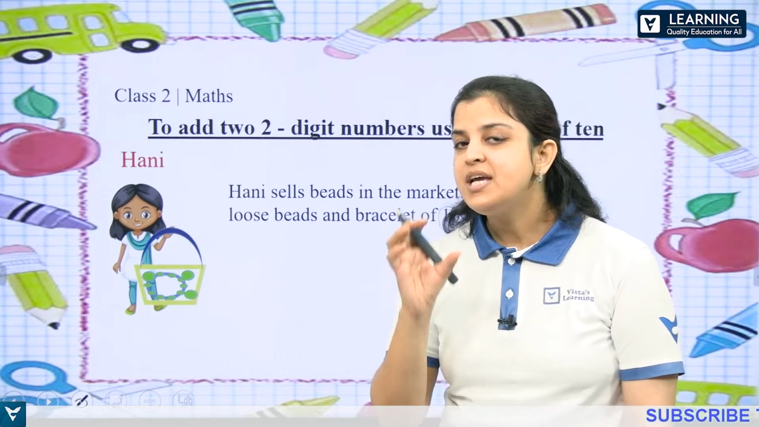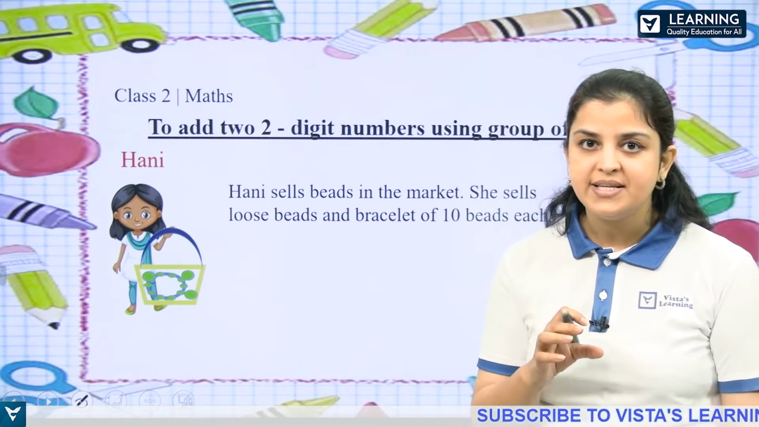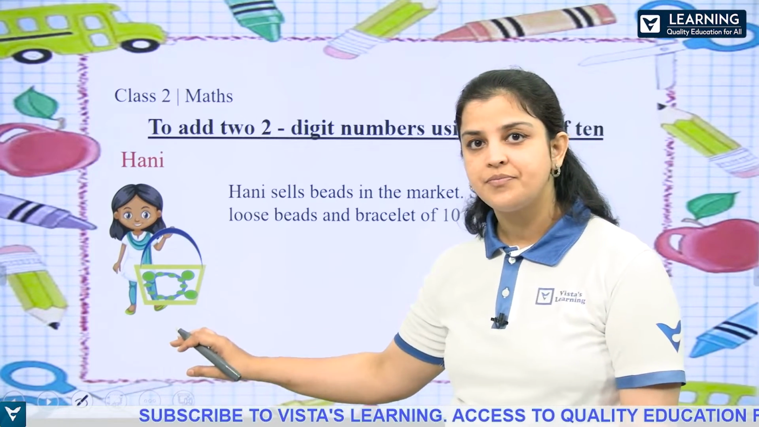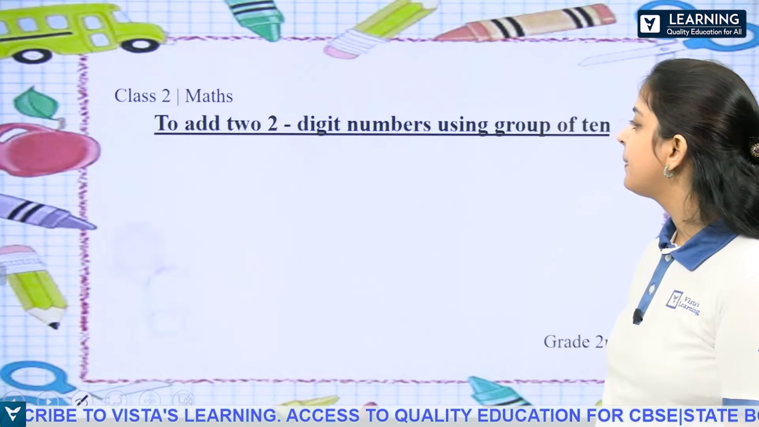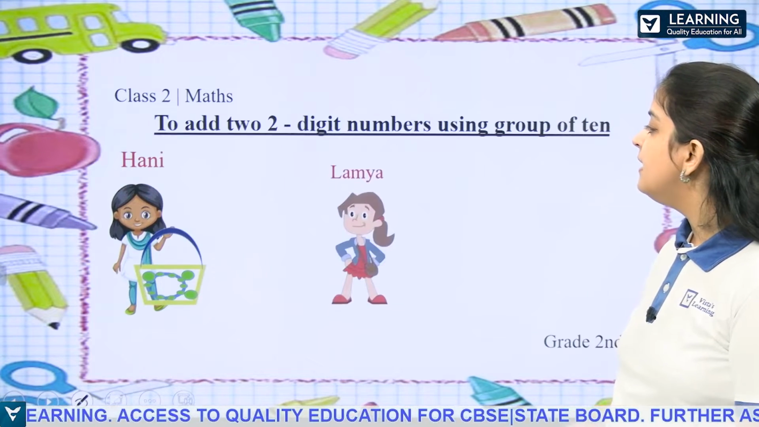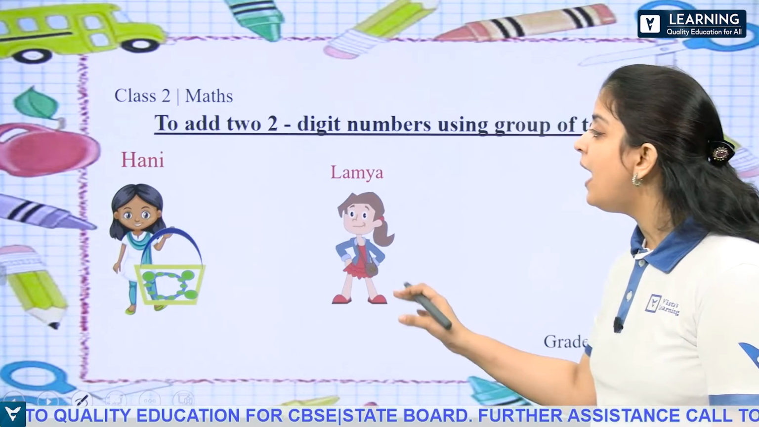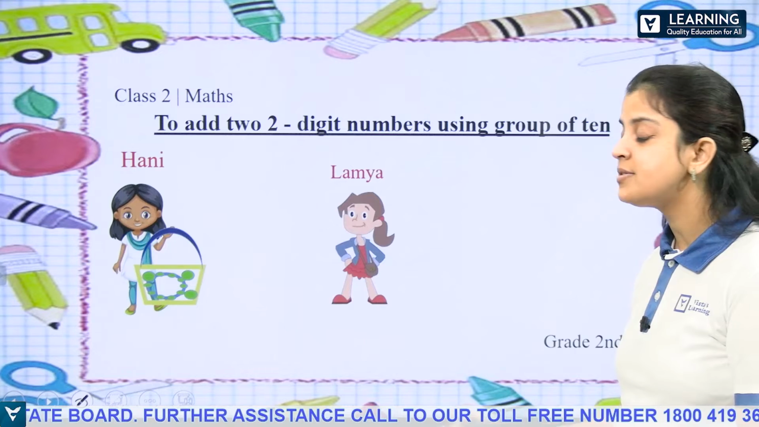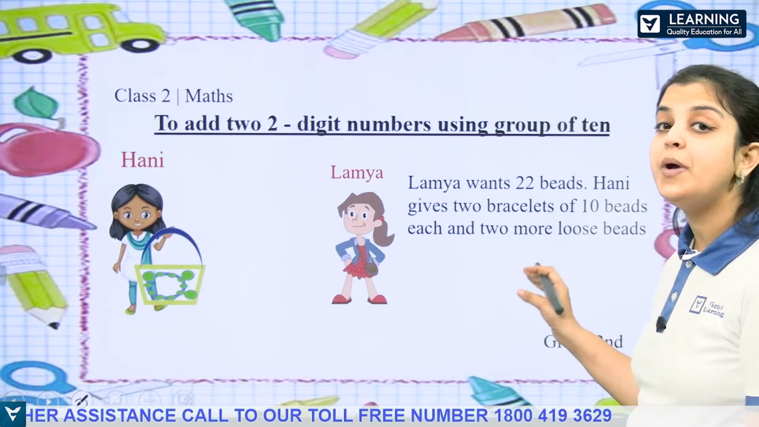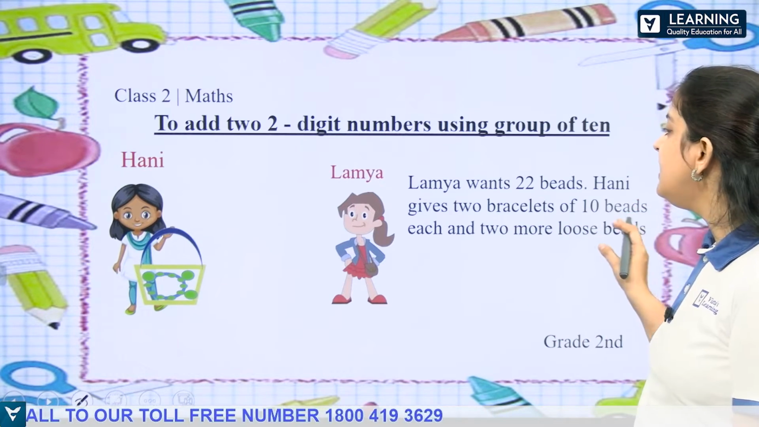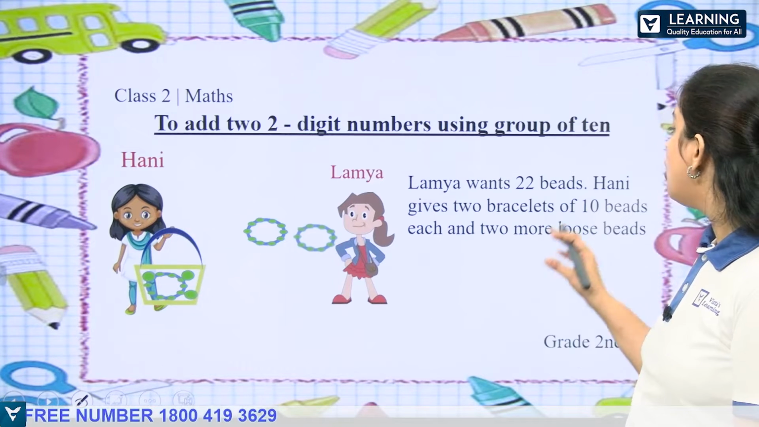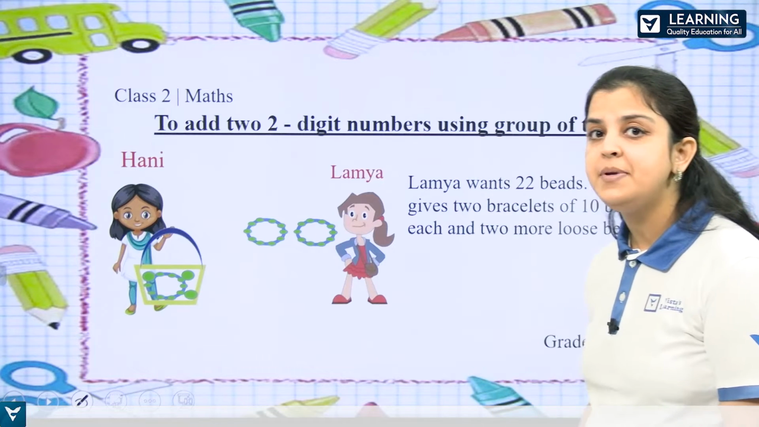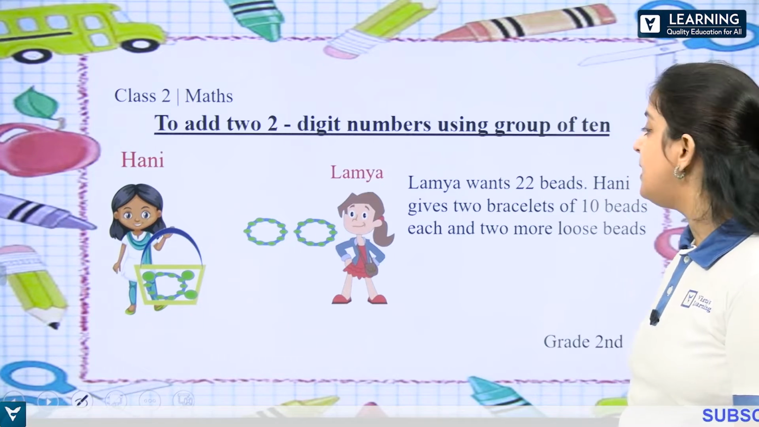So, if she has 10 beads, she makes one bracelet. And beads which are fewer than 10, she keeps loose. Right? Now, Lamia comes to buy beads from Honey. Let's see how many beads Lamia wants. Lamia wants 22 beads. Honey gives 2 bracelets of 10 beads each. Why does she give 2 bracelets of 10 beads?